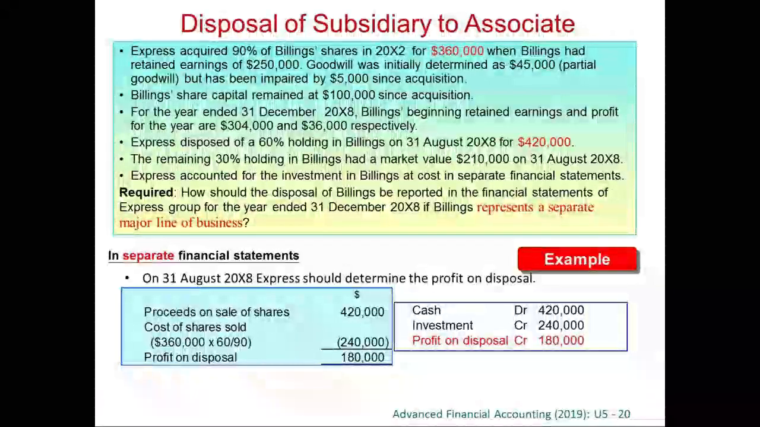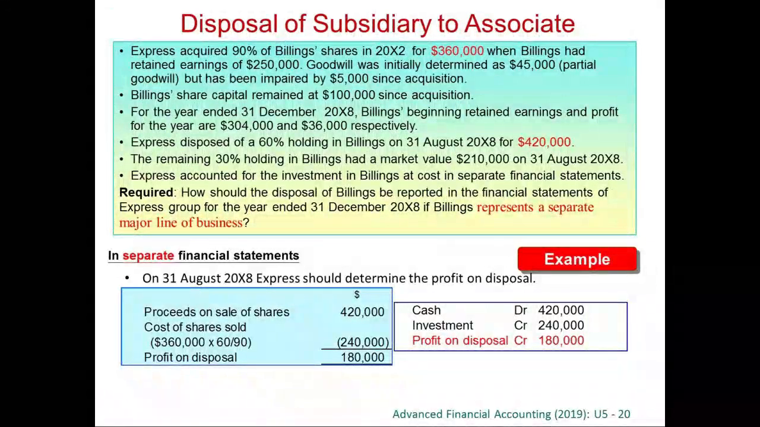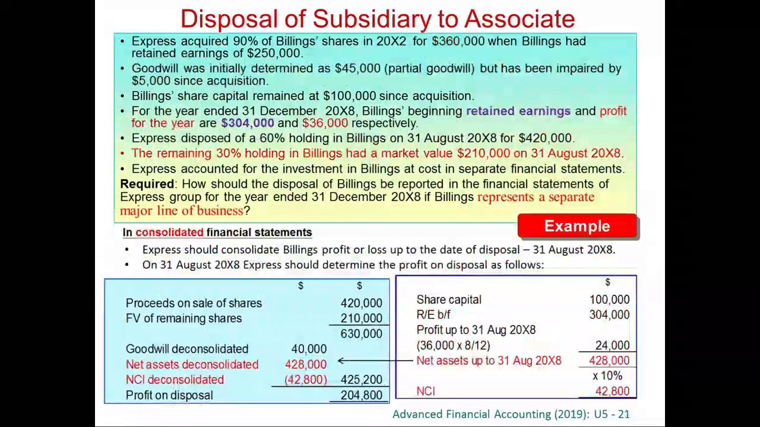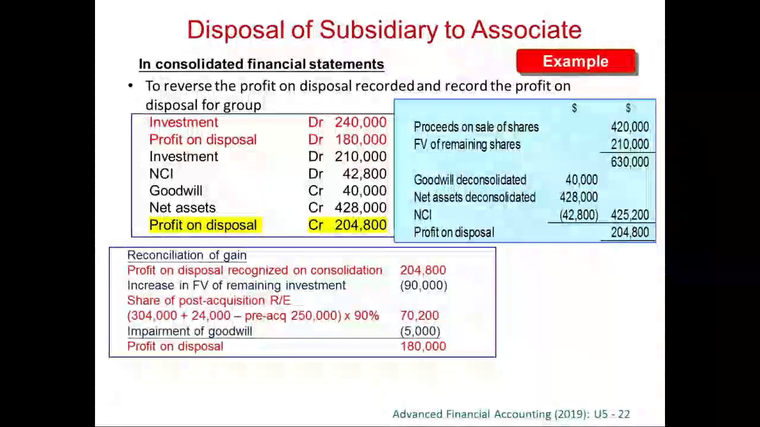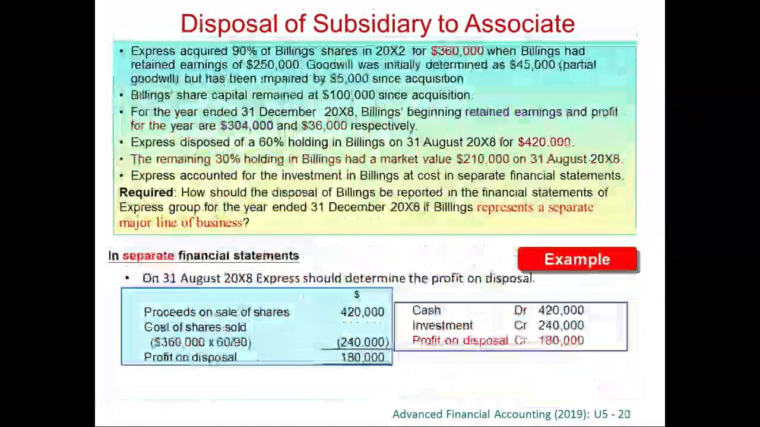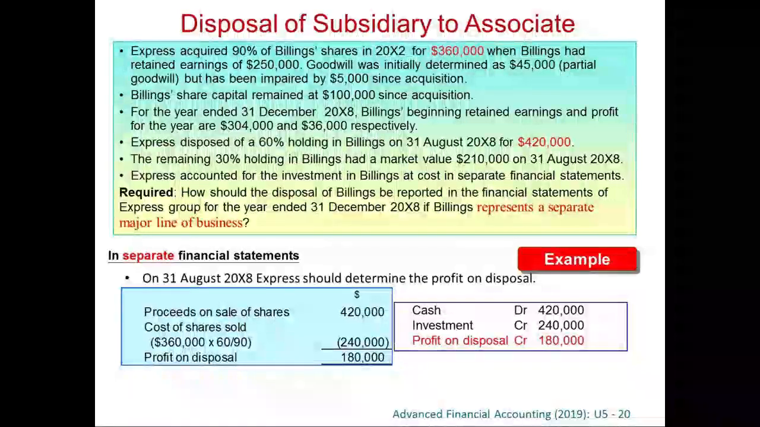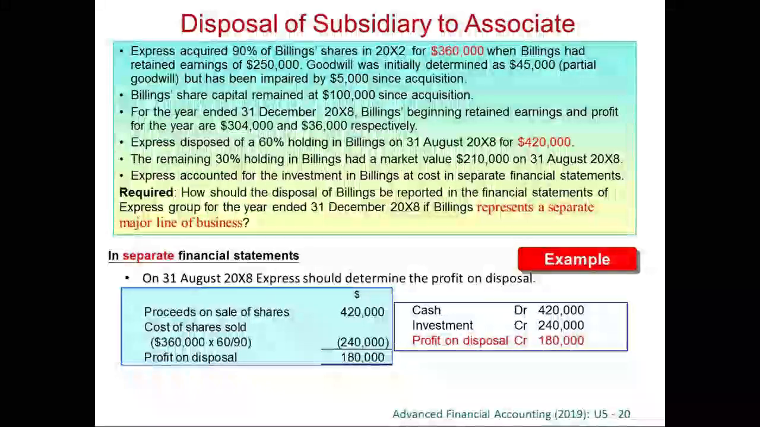Right? So we debit investment, 240,000. We debit profit on disposal, 180,000. This is what the parent has recorded, and we debit it away. So we first debit investments, 240. We debit gain on disposal, 180. If you combine these two journal entries into one, this simply means that we debit cash, 420. In effect, cash increased by 420.